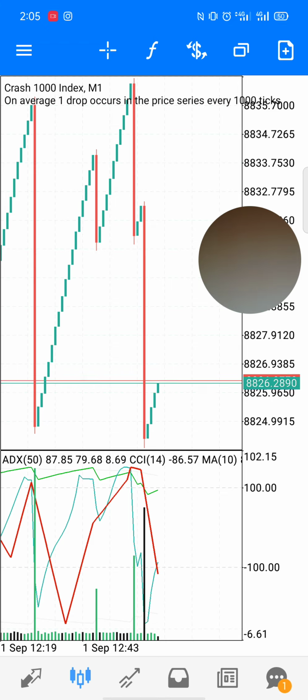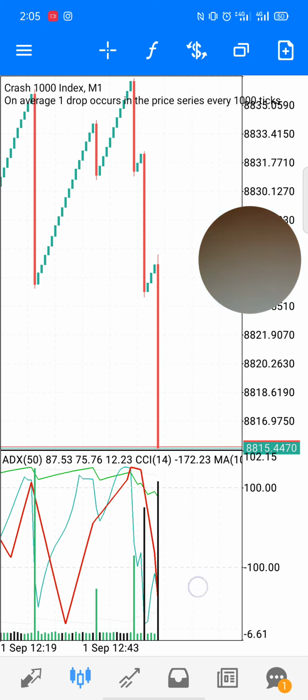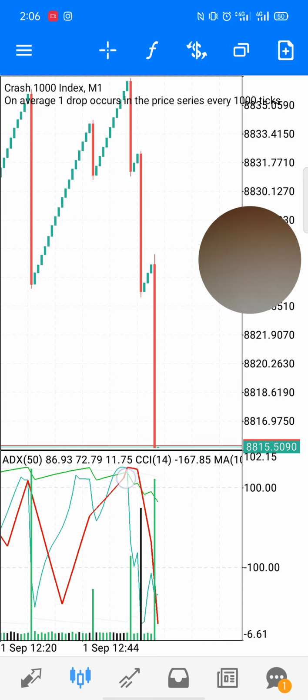guys, the first thing you need to watch out for in this strategy is the red moving average crossing above this green line. Watch out for this intersection. The red moving average crossing above this green line, you get ready for a spike. The moment the red moving average crosses above this green line at the overbought level, you get a spike. You can see we got another spike right now. So the moment the red moving average crosses above the green line at the overbought level, guys, you get ready for a sell. That's for Crash.